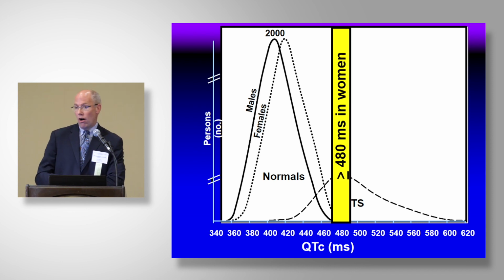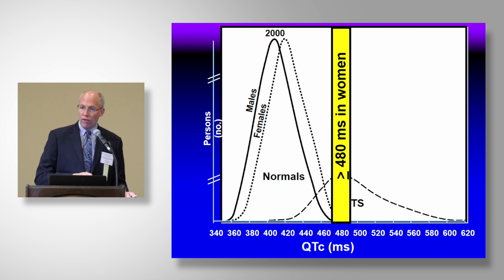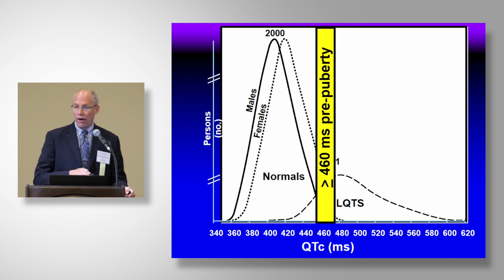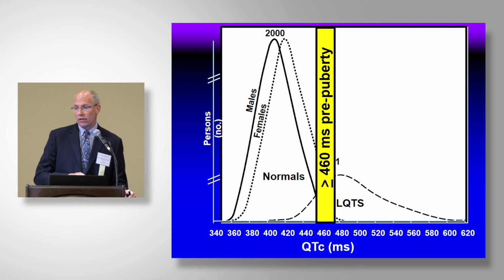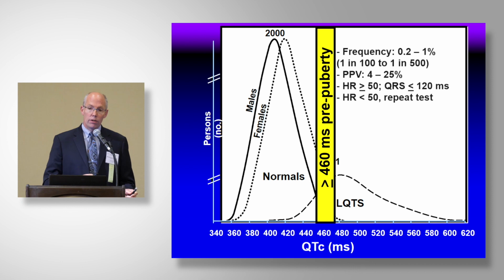What are they? Here they are. We have said this for years. The international guidelines now support it. 480 in women, yellow flag. 470 in men, and 460 before puberty. These are the thresholds where you should raise a caution note, where you should say, I should look at this, I should think about this. They don't equal long QT syndrome, but they equal about a 10% positive predictive value for having uncovered a 1 in 2,000 disorder. That's not bad as a place to pause on it.